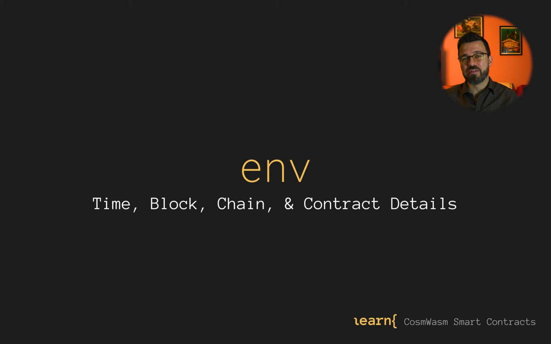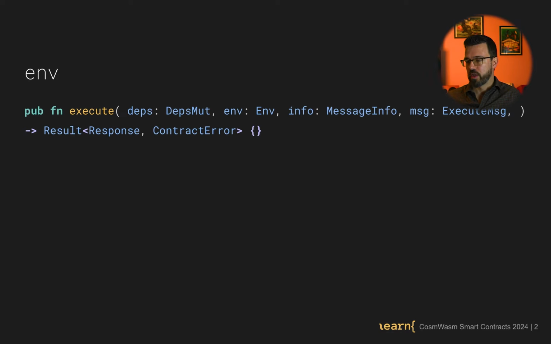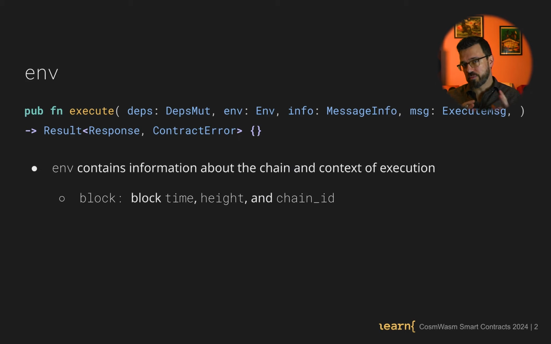We'll talk about ENV today, just a quick lesson on ENV, which is the environment details of your contract's execution. It is contract details like contract address, chain ID, information about the current block, including the current time, which is probably the most used aspect of ENV, since you often have to have things expire, vest, trigger, and so on. ENV is passed into all entry points since they all need access to things like what time it is, and ENV contains information about the chain, the block, the context of the execution.